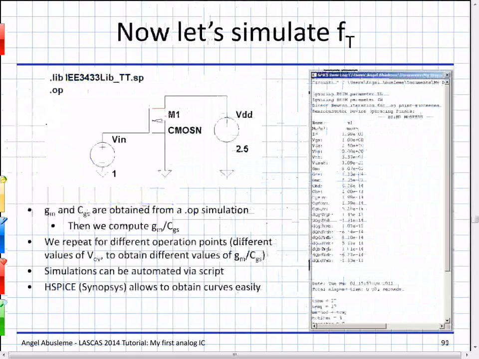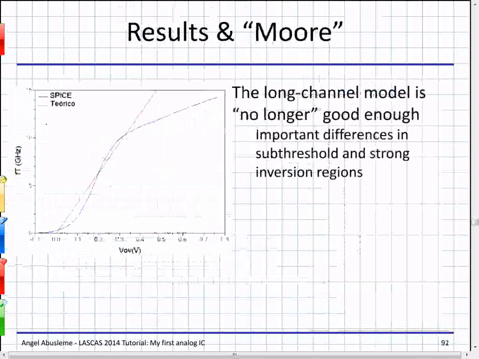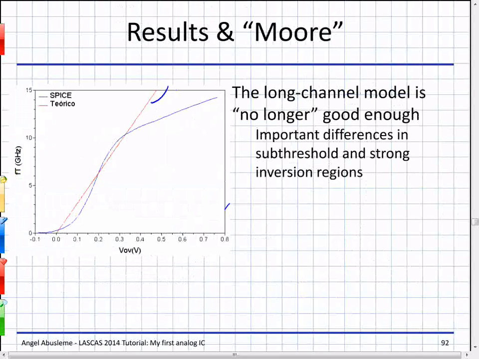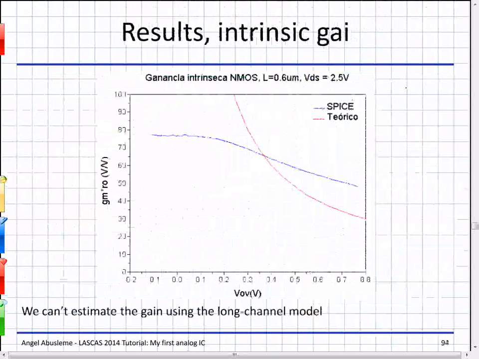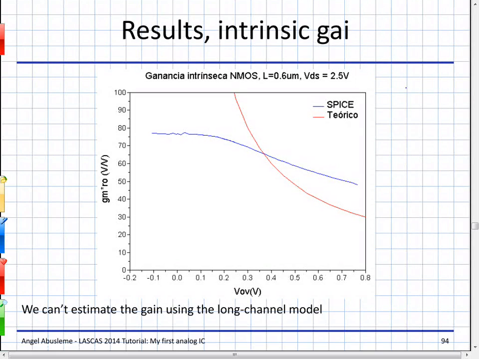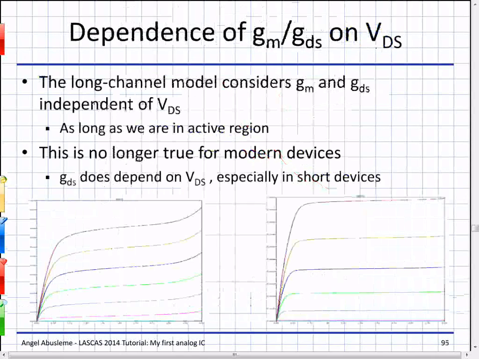So we can simulate FT, and we will find differences. The model expects this. At the end, we get this other thing here. Again, it depends on VOV2. The long channel model no longer holds, right? And then we simulate the intrinsic gain, and we see that they are quite different. So how do we design? How can we use equations at all? We cannot use equations.